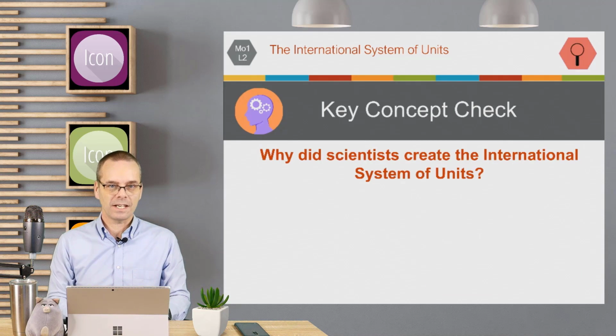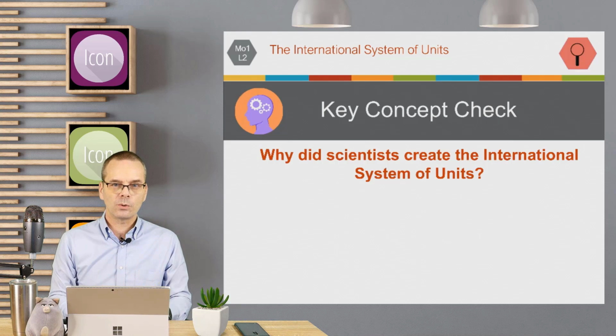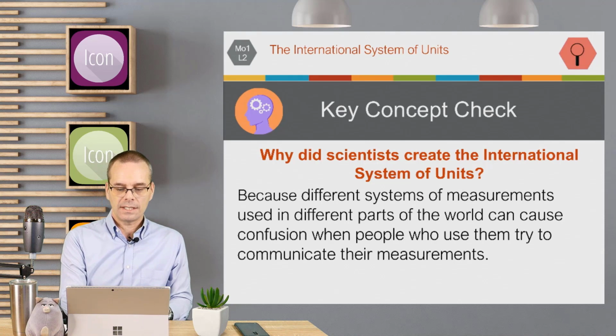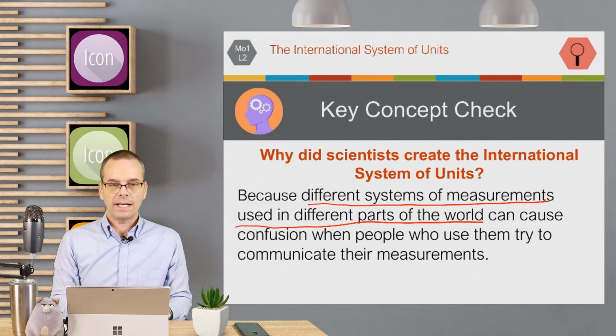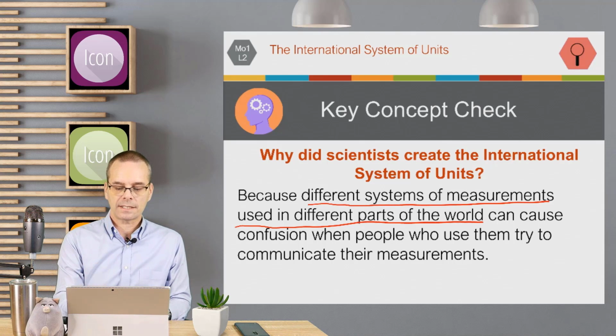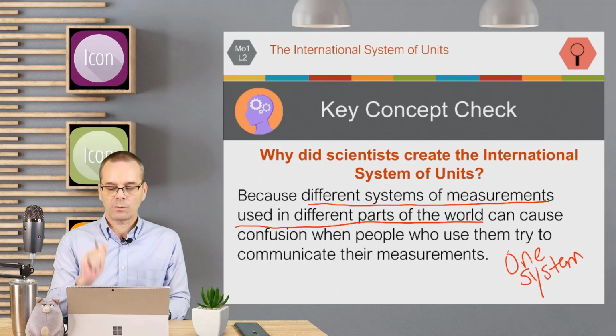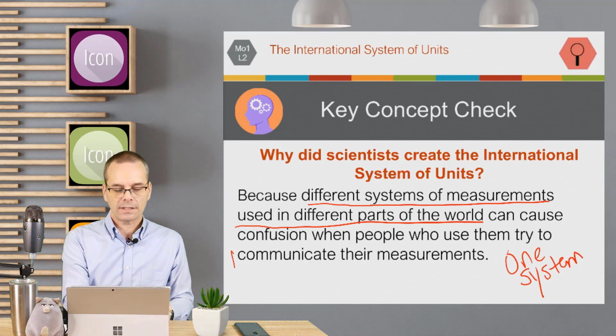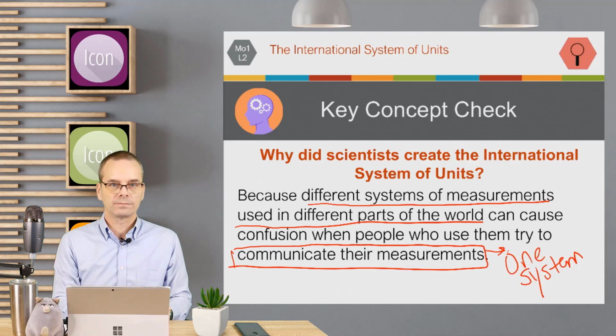So let's get to our first key concept check. Why did scientists create the International System of Units, or what we call SI? Well, because different systems of measurement were used in different parts of the world. Now, that causes confusion. So they wanted one system for all scientists. That's why it was important. That way, with one system, they can communicate their measurements to each other anywhere in the world.